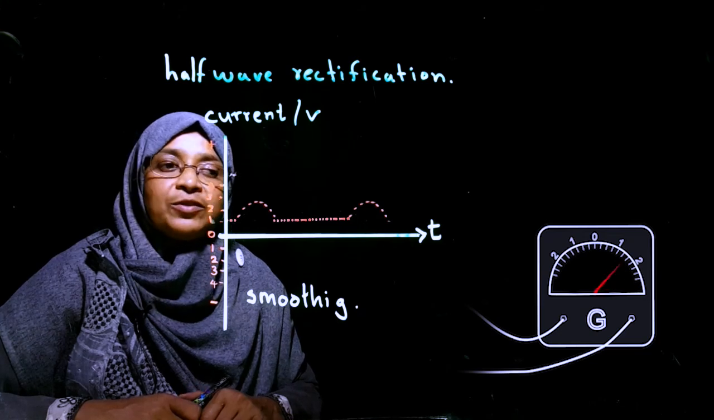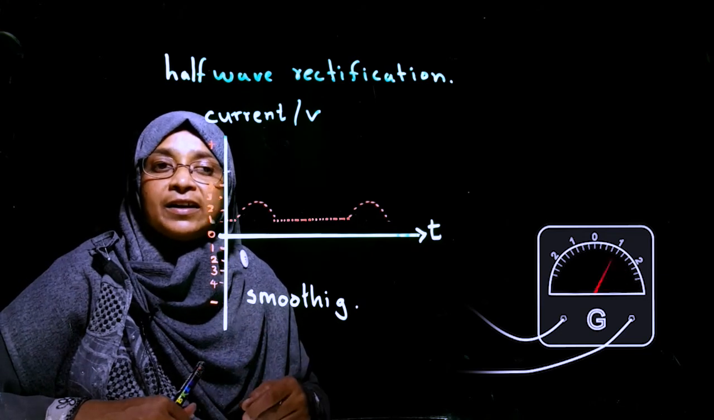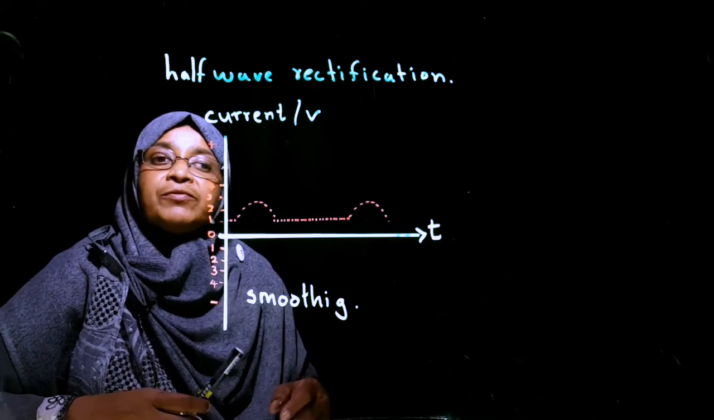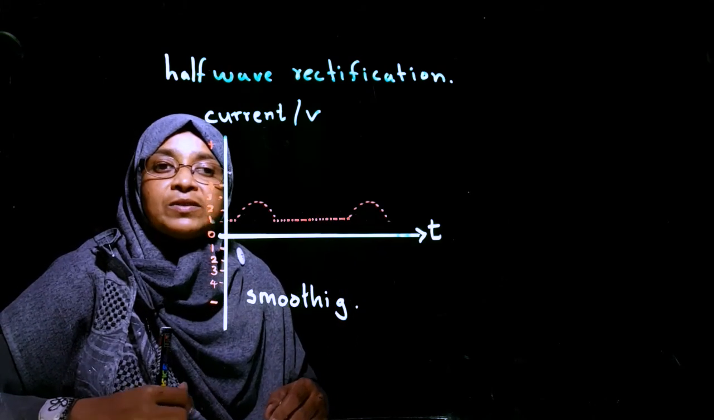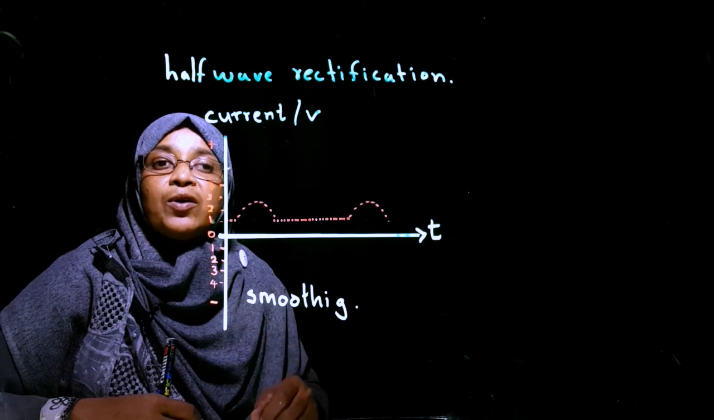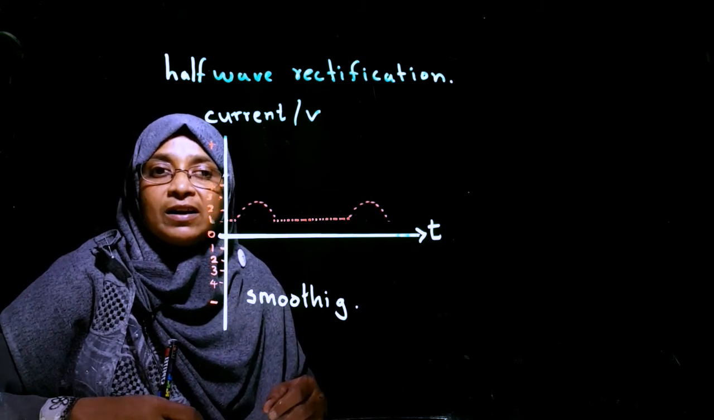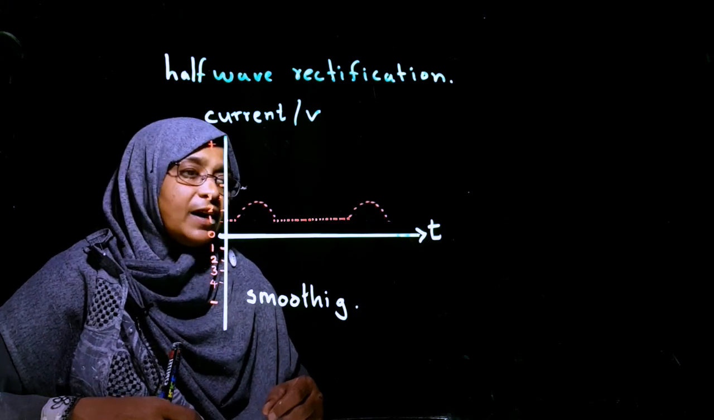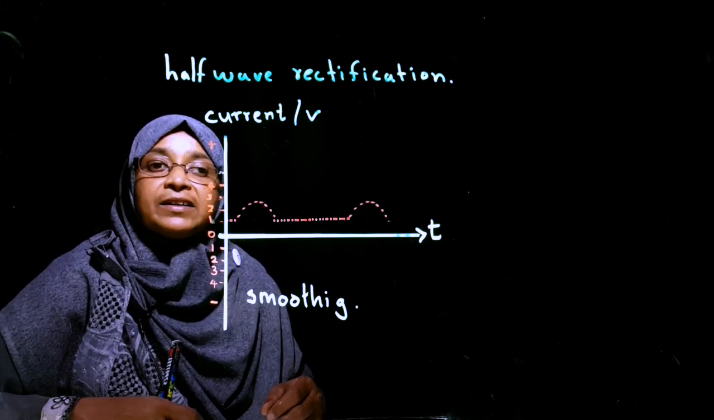Now we want to rectify the full wave. To rectify the full wave, we use a collection of 4 diodes. It is called a rectifying bridge. Okay, let's operate the rectifying bridge.